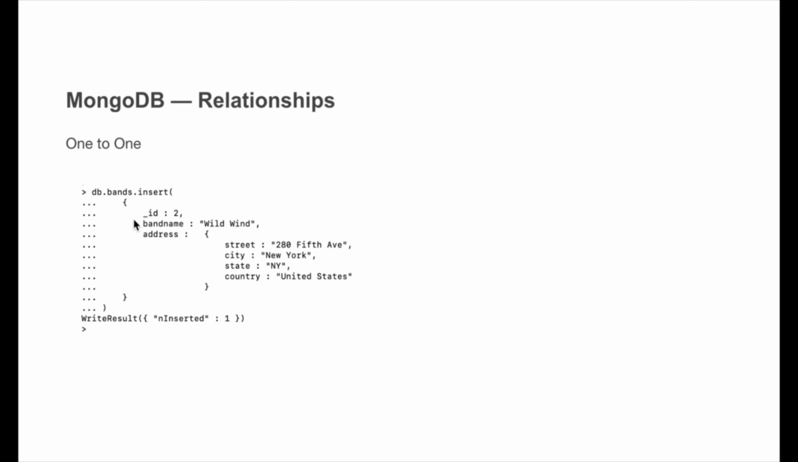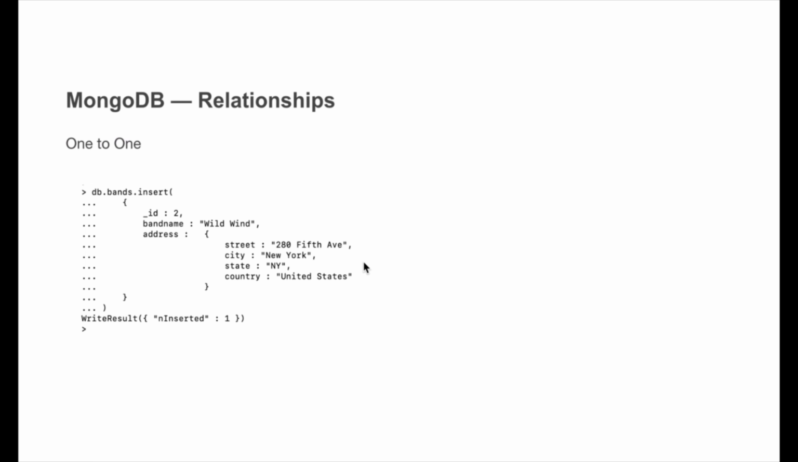You are creating a document with stored information. This is a new band, ID number 2. The name is the Wild Wind. Their address is 280 Fifth Avenue, New York, New York, United States. I would like you to create this, and this will be an example of a one-to-one relationship.